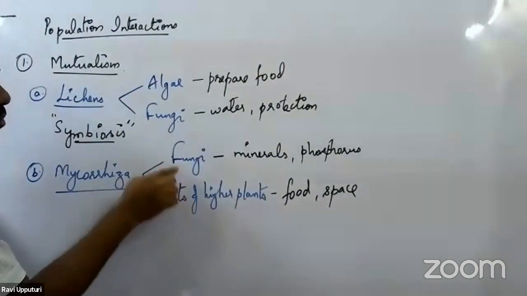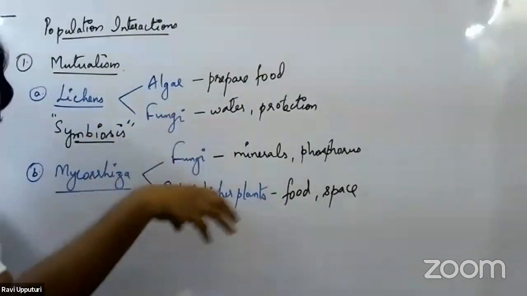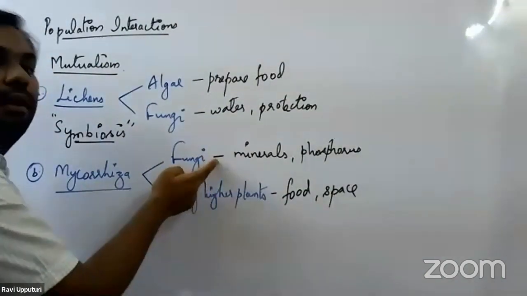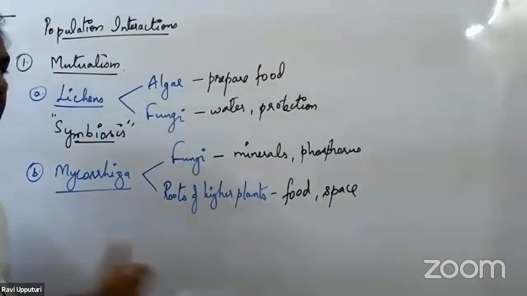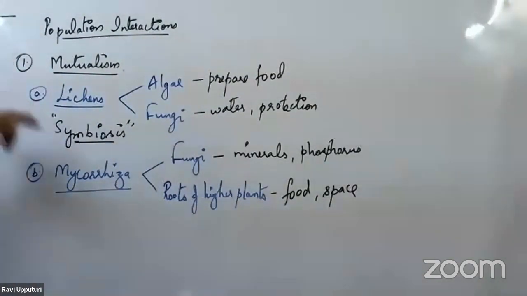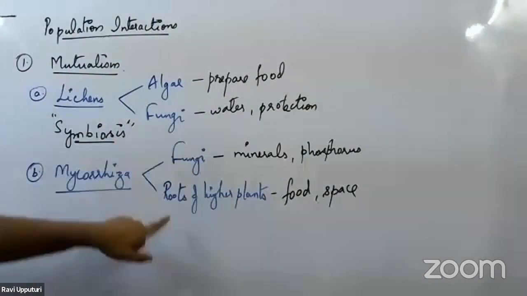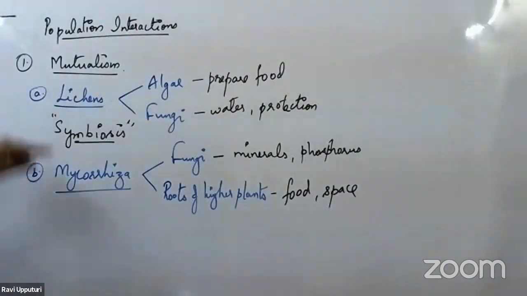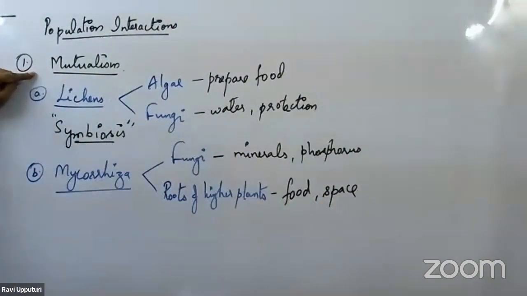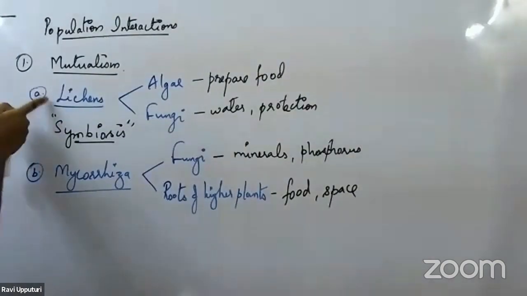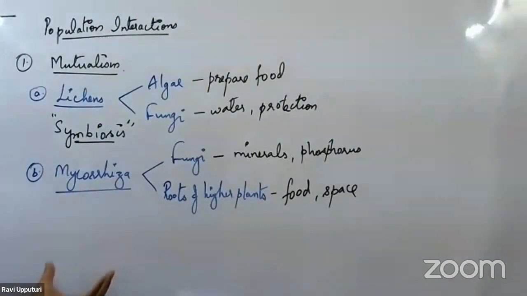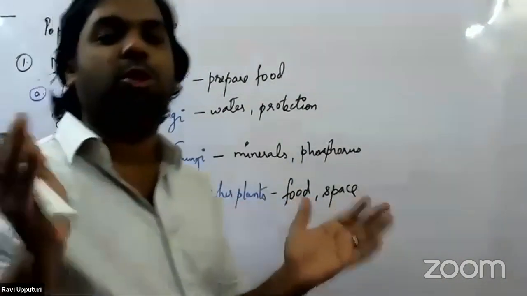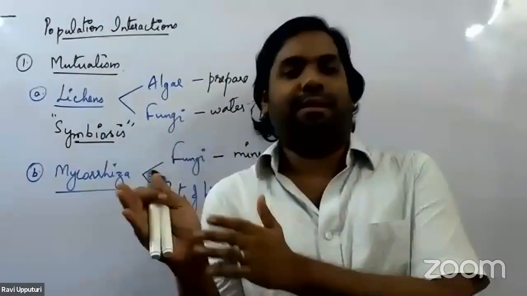Similarly, if the fungi is separated, fungi alone cannot survive because they cannot prepare their own food. They require other organisms for their food. So this type of interaction, where both organisms are benefited, we call mutualistic interaction. Just like symbiosis in lichens, even in mycorrhiza the mutualistic relationship is symbiotic, where the interaction between the two species is permanent.